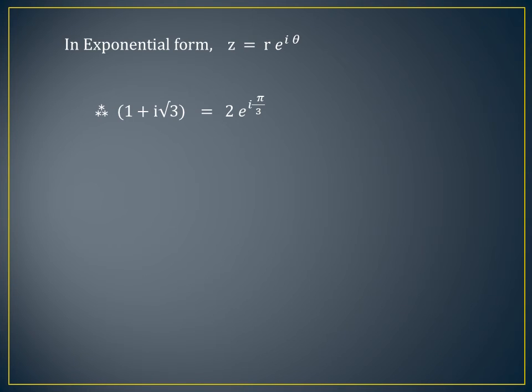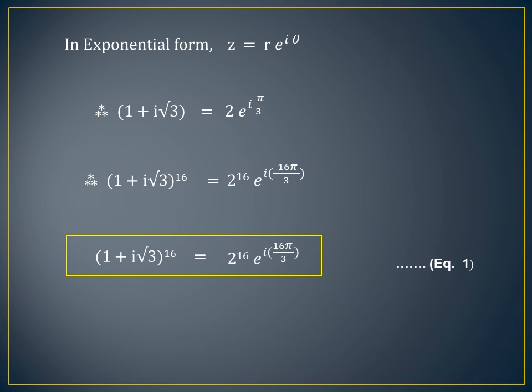Now whenever we are solving such questions, it is always easier when you express the terms in the exponential form. So 1 plus i root 3 can be written as r into e raised to i theta. So r is 2 and theta is pi by 3. So that will be 2 into e raised to i pi by 3. Now our numerator was (1 plus i root 3) raised to 16. So that is 2 raised to 16 into e raised to i into 16 pi by 3. So this is our equation 1.